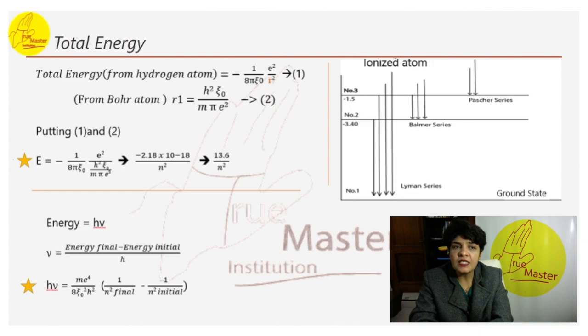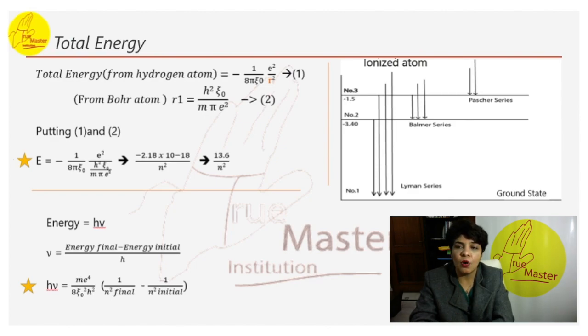The energy state corresponding to n equals 1 has the lowest energy, the value is minus 13.6 eV. This is the lowest in case we are taking only n equals 1.